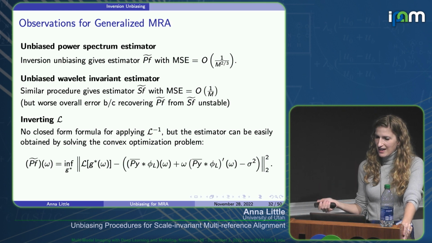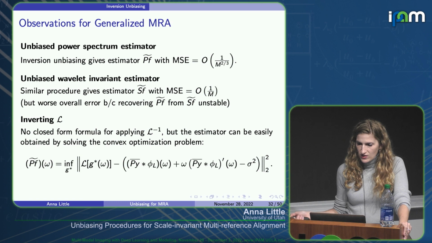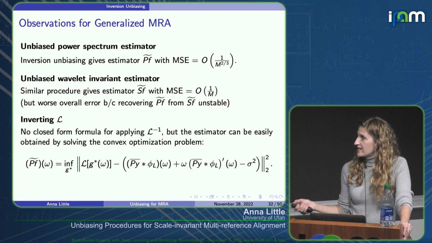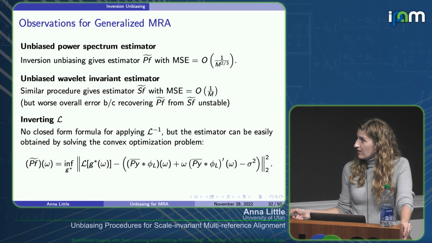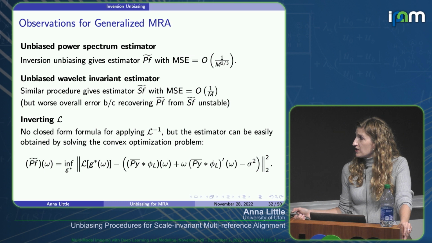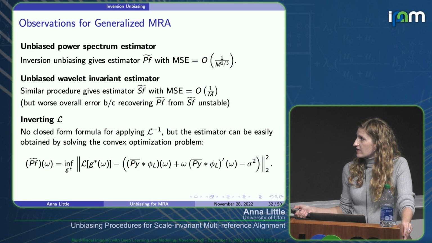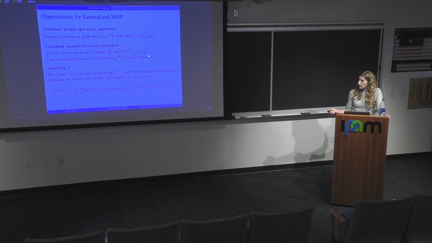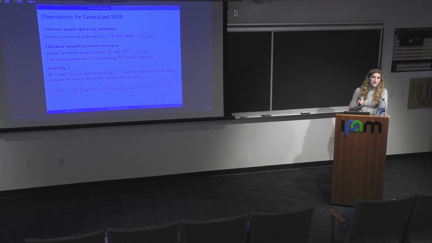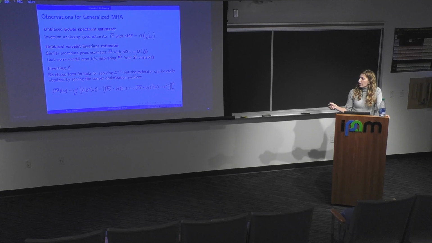Okay, so what's the key point? We get an unbiased estimator for the power spectrum, and we call this procedure inversion unbiasing. This inversion unbiasing procedure gives us an estimator with an MSE decaying like 1 over m to the 2/3. You could do the same thing on the wavelet invariants, but in our experiments it wasn't worth it, because the numerical inversion was too unstable, and we were better off working with the power spectrum directly.